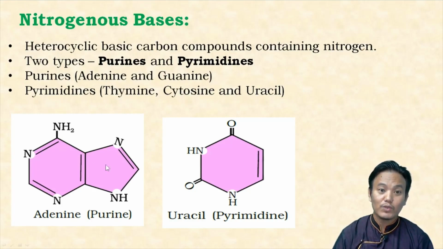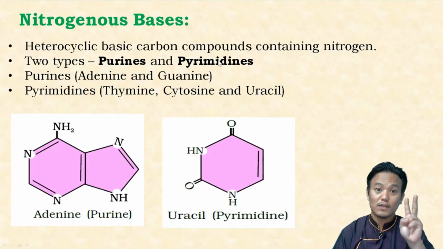In your textbook, these two diagrams are given: adenine and uracil. These two are nitrogenous bases. Now, nitrogenous bases in nucleic acids are of two types. Those two types are purines and pyrimidines.